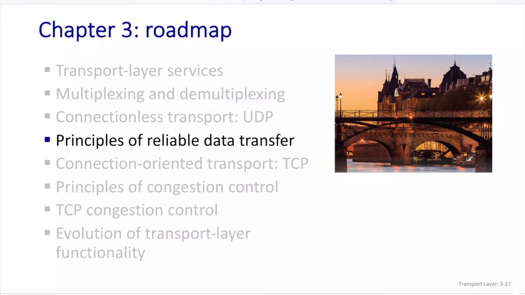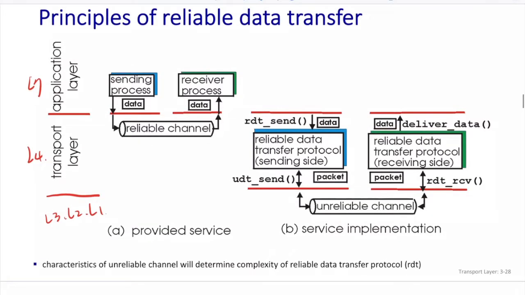Okay, we'll continue this slide and we'll go to reliable data transfer, which is the underlying concept of TCP. So the first slide is like this. We already mentioned this concept before. We have application layer and transport layer. There should be a sending process and a receiver process at the application layer on the receiving host and the sending host.